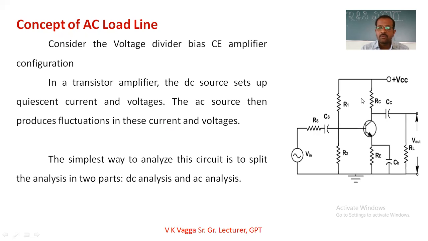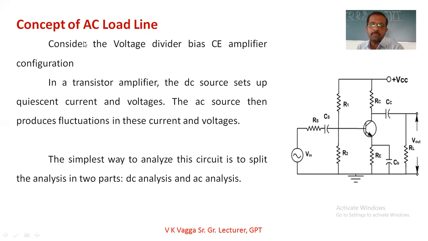This is the voltage divider bias circuit, and it is also the arrangement of an RC coupled amplifier. This is a BJT. RC is the collector resistance, RE is the emitter resistance, and R1 and R2 are the biasing resistors connected at the base. CS and CC are the coupling capacitors. One is connected at the input to connect with the input source, and the other is connected towards the load or the next stage. Plus VCC is the DC voltage, and Vin is an AC voltage.